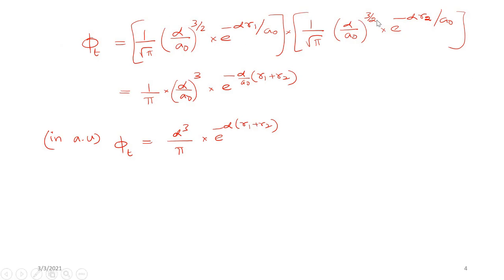You take the two wave functions and multiply them, and in atomic units you can replace this a naught by the value 1. You will get the trial wave function like this. So this is the trial wave function for our system. I am choosing the trial wave function like this.